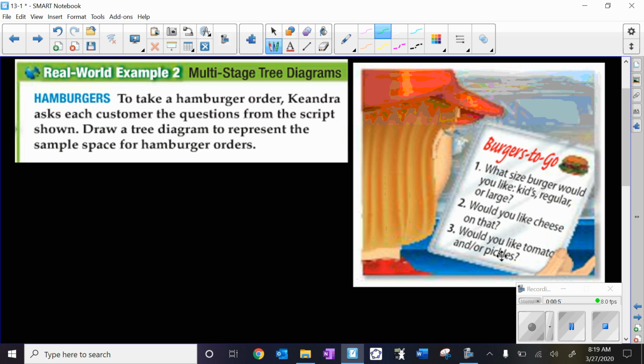So lots of options that could go with this, which means that the tree diagram would get really big really fast. I actually drew it out on my sheet of paper and it took up my entire paper. So again, if you want to look at it, go look at it in your book. You can see just how big it is.